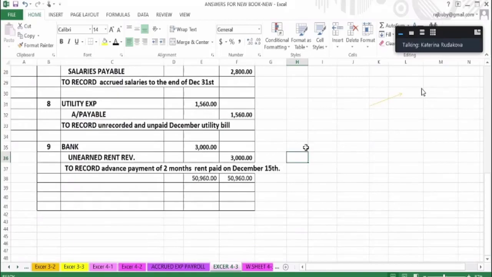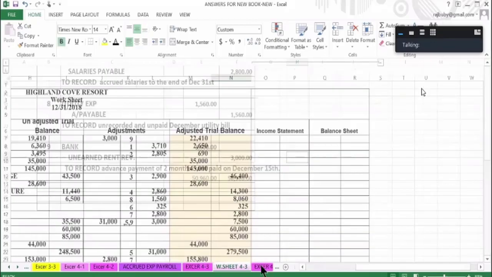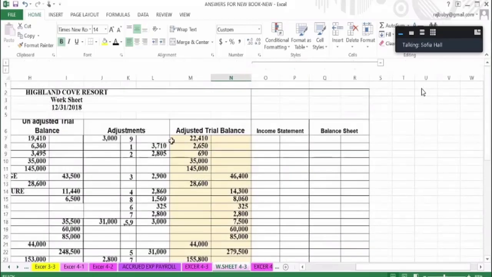Instruction: journalize the annual adjusting entries at December 31st. We did adjust. Oh, yes, the next exercise. Before the next exercise, after you finish this journal, you are going to do it in an 8-column worksheet. I think you have an 8-column worksheet in your worksheet. This is the 8-column worksheet. You have it.